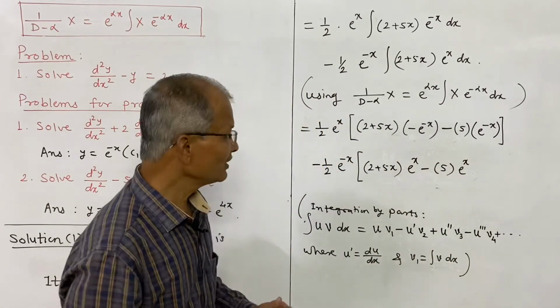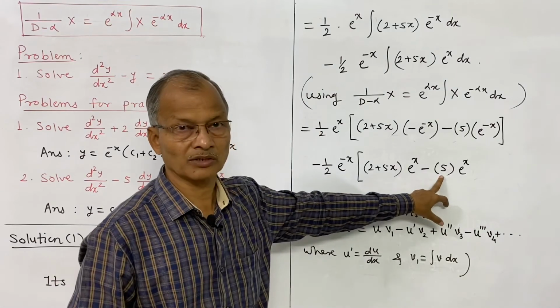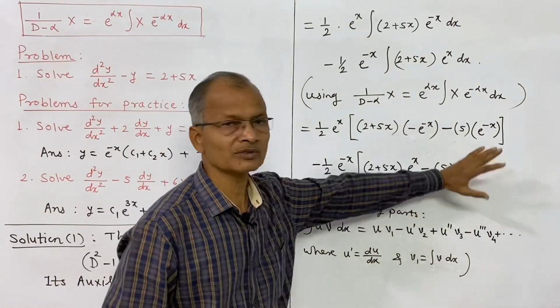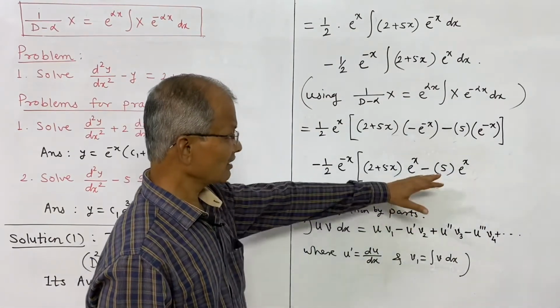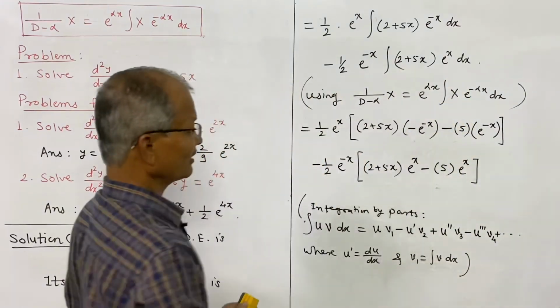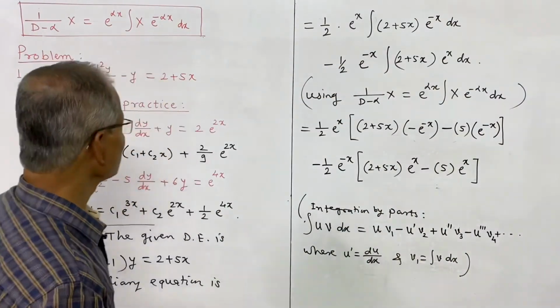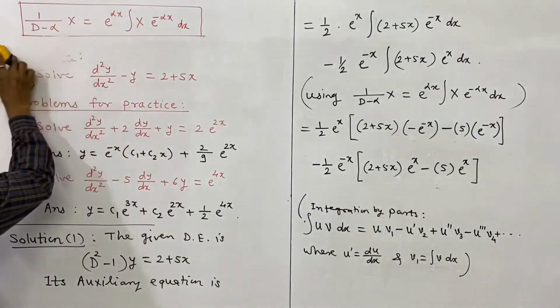Actually what will be the next term? There will be plus sign, derivative of this, that is 0, and therefore remaining terms will be all 0, and this much is the integration of this term. So thus we have evaluated the integral. Now we will see what is its value. I shall now write here.